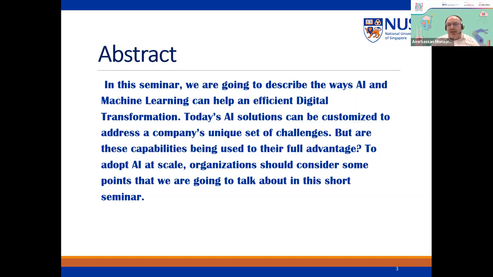We know that we are in the middle of digital transformation, and how can we have the best, the optimal digital transformation? Okay, this is a big question. What I'm going to address today is how AI and machine learning can help us with that, can help us to have a better digital transformation, easier, less costly digital transformation.